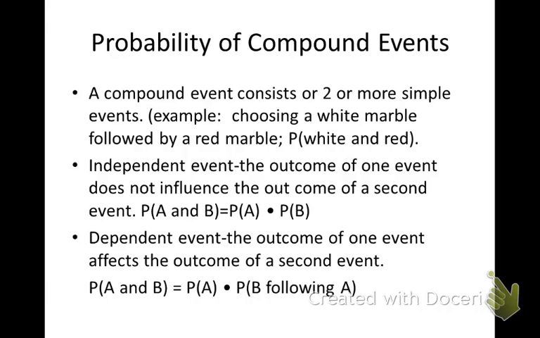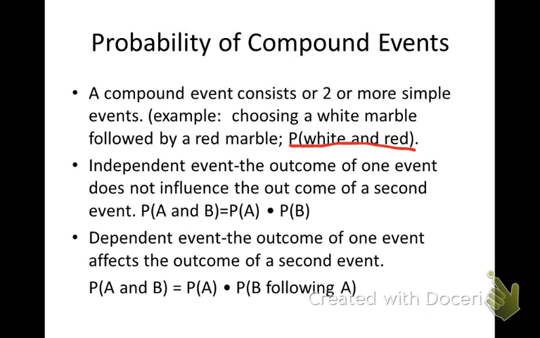Today we're going to talk about probability of compound events. A compound event consists of two or more simple events. So for example, choosing a white marble followed by a red marble. And the way I usually write this is probability of white and then red. So capital P stands for probability here.